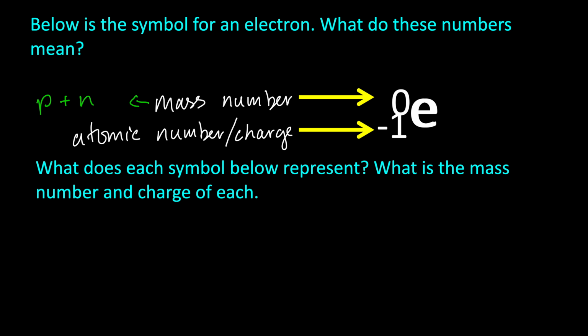Now, in the last lesson, we learned about a few types of radiation. We learned about alpha, beta, and gamma. Pause the video and see if you can remember the mass and atomic number for each of these types of radiation.